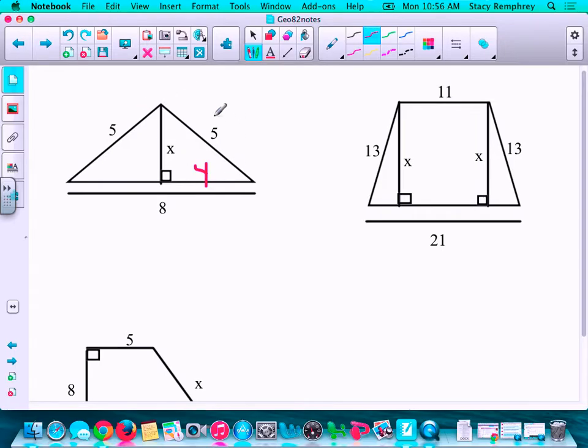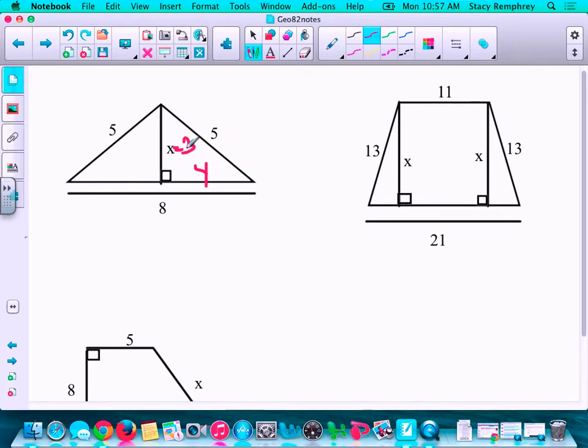All right, for this one, you would have 5 squared equals x squared plus 4 squared. Some of you might know something called Pythagorean triples. That's where 3 integers make the Pythagorean theorem true. The most popular one is 3, 4, 5. There's a 3, 4, 5 triangle, and any multiple of that. So 6, 8, 10 is another one, 9, 12, 15, any multiple of that because they're similar.